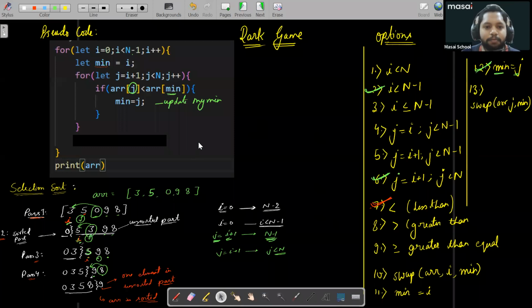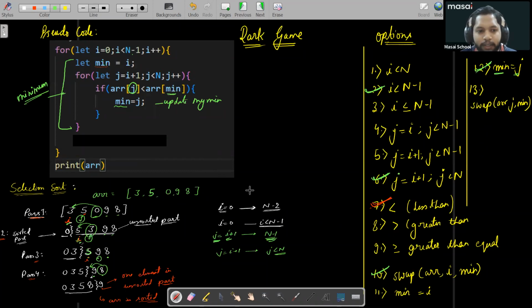Now the last step. Here is one blanket, the last blanket. Can anybody tell me? You can simply put it on chat also. Most of you are saying option number 10, swap it. So yes, when we found the minimum, now I have the minimum. This is actually the code for finding the minimum, guys. Now you have found the minimum, now what you need to do? Simply swap it.